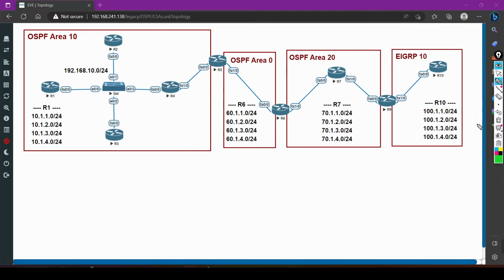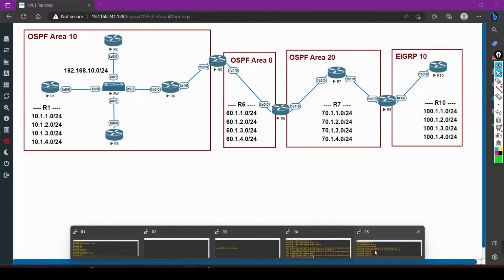How many ABRs are there? 2. This one and this one. How many ASBRs are there? 1. Router number 9. Yes. So this router will turn on which bit? B bit. And it will flood its LSA 1 to router 4. So router 4, router 2, router 1 and router 3, all routers will come to know about the ABR router. Yes or no?